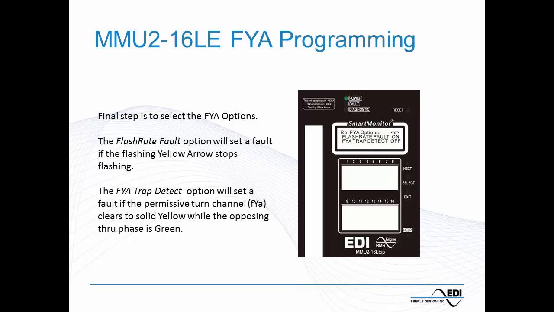So if a cabinet has flashing yellow arrow and it has preemption, I strongly encourage you, be sure that when you go into your preemption sequence, you're no doubt going to be clearing channels that may be in flashing yellow arrow. Be careful that you don't, again, create the yellow trap condition. So turning on this FYA trap detect option, if that's the case, the monitor will detect the yellow trap, set a fault mode, put the intersection to flash.